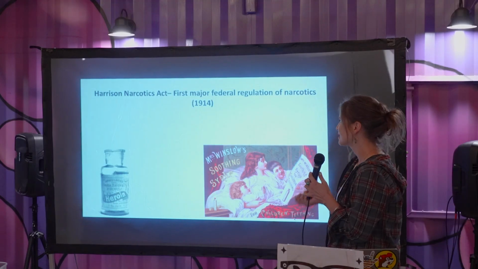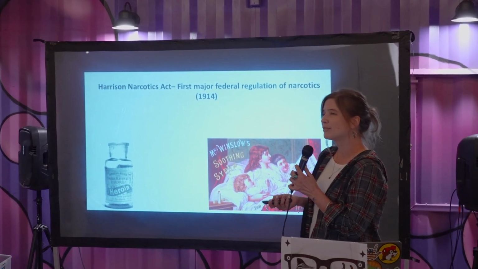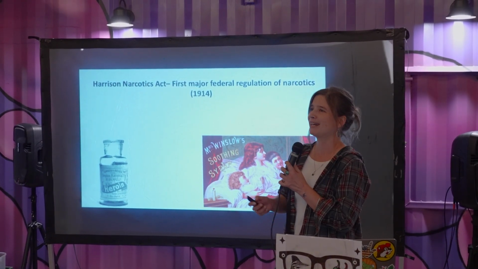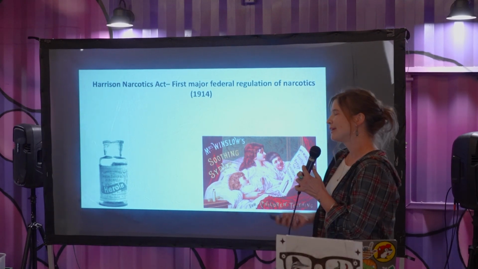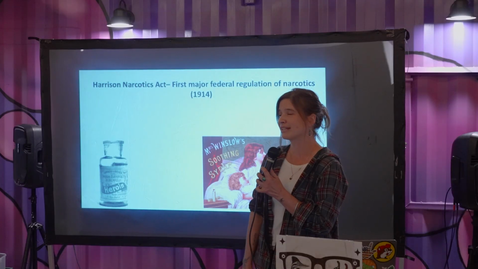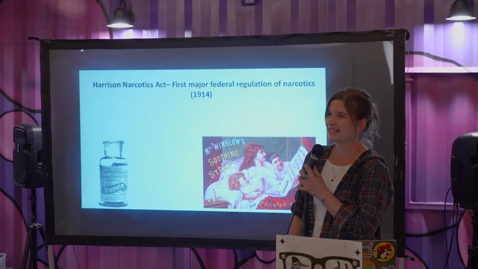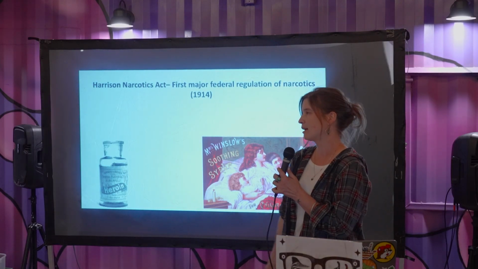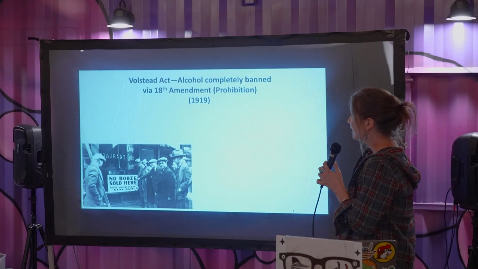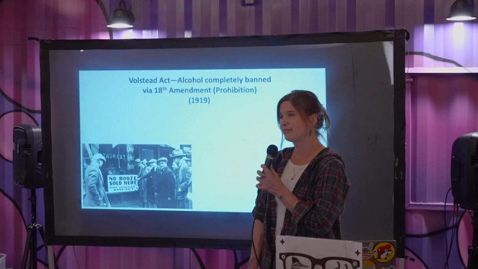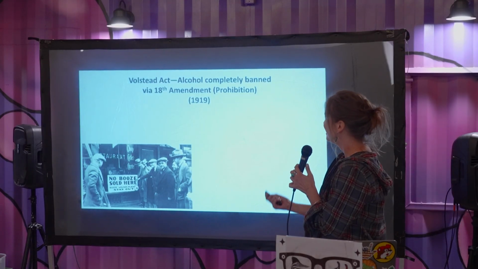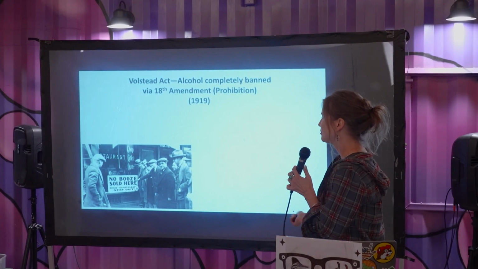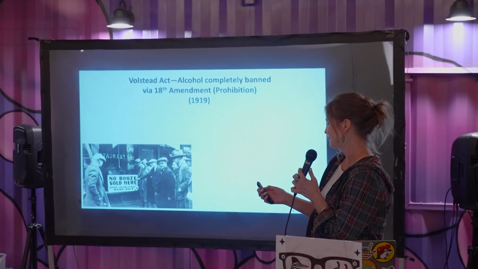So before the Harrison Narcotics Act, which was the first major federal regulation of narcotics, drugs were kind of just up to the individual to decide when to take, how much to take. You could readily get narcotics over the counter for things like cough syrup or, as depicted here, for teething children. But in 1914, the federal government started to regulate narcotics. And then in 1919, the 18th Amendment was ratified, and through the Volstead Act, Prohibition was enacted. Prohibition started in earnest in 1920, but this completely banned the sale of alcohol.